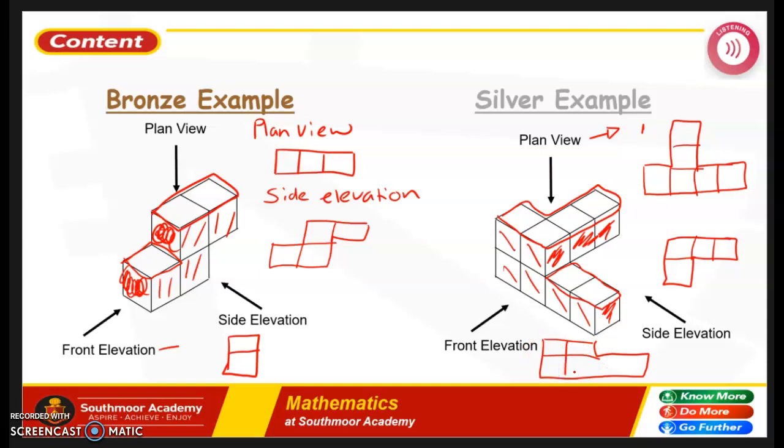Again, yours will be drawn with a pencil and a ruler, looking a lot neater. So this is our front elevation, looking at it from front ways on. And if we put all those together, we would get this shape here. So that's your bronze and silver example. Make sure you've got that copied down into your book with a pencil and a ruler.